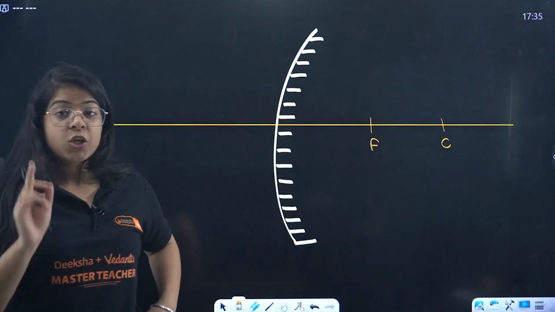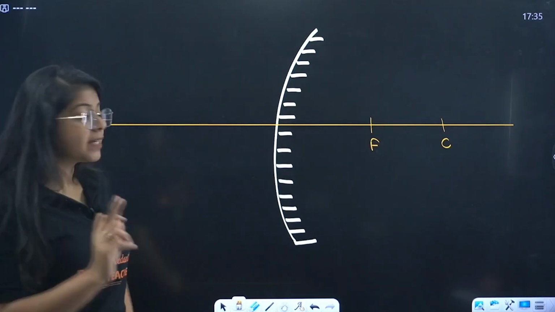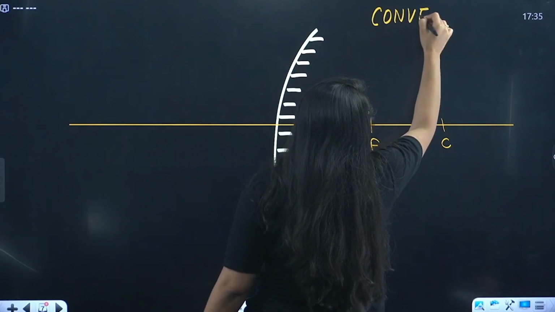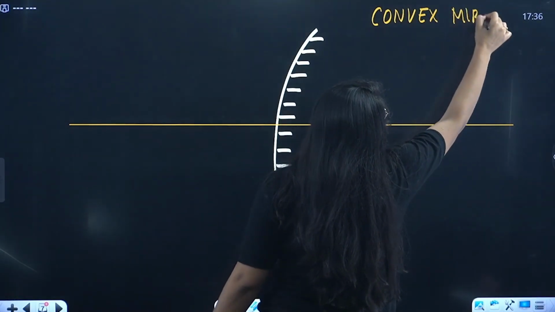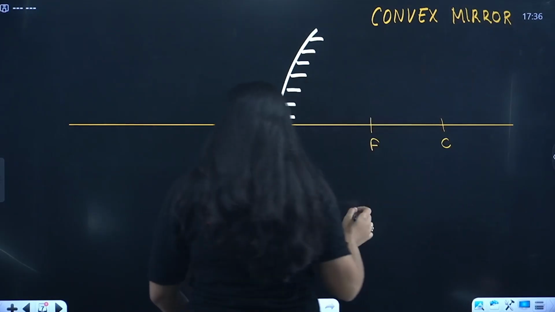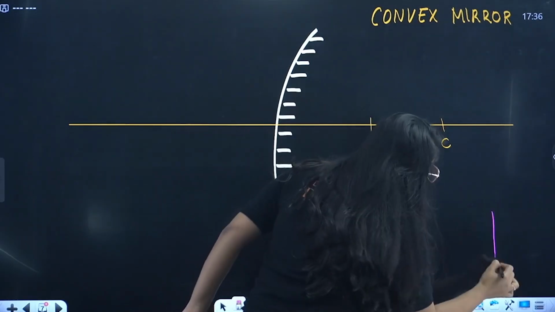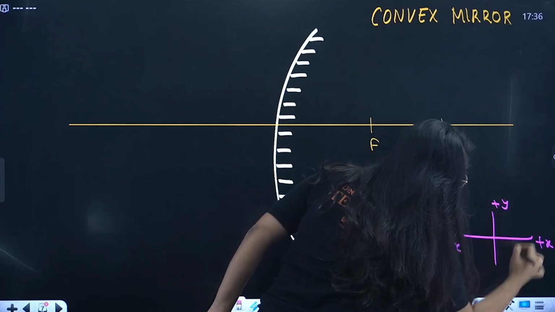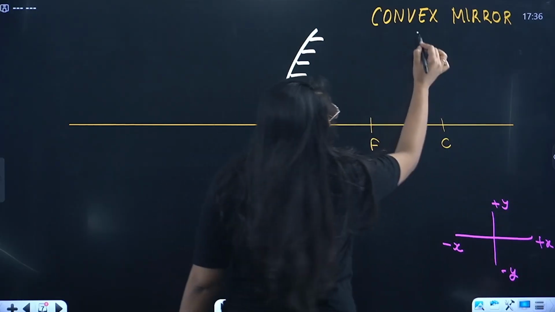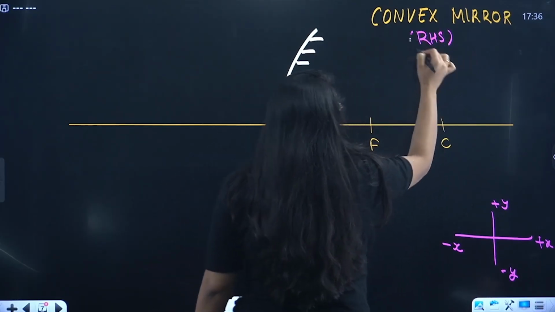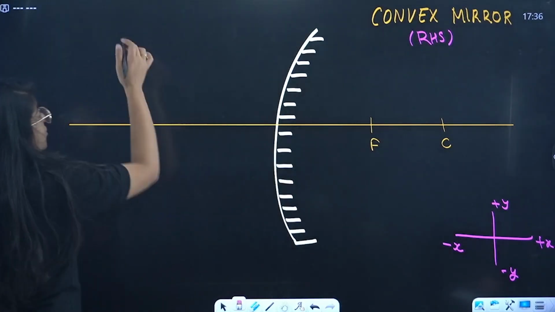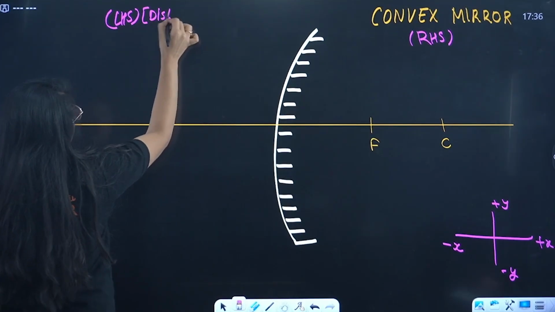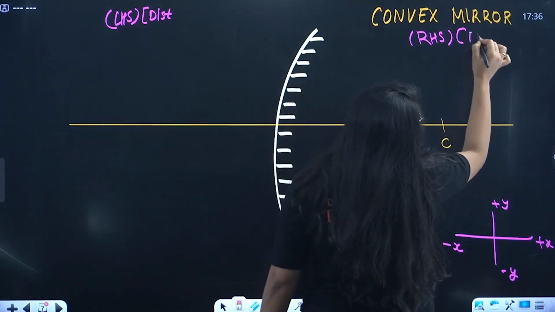Again, I'm assuming you know the ray diagrams of convex mirror. This is your convex mirror. Done. Again, let's make that axis. This is your axis, plus x, minus x, plus y, minus y. So this is your same right hand side. Once you understand this, everything becomes easy. This is just your practice now. Left hand side is for distance, right beta?